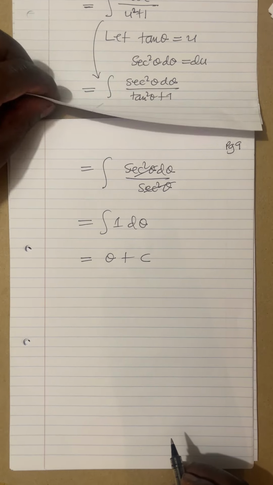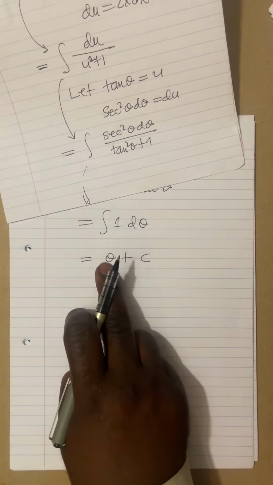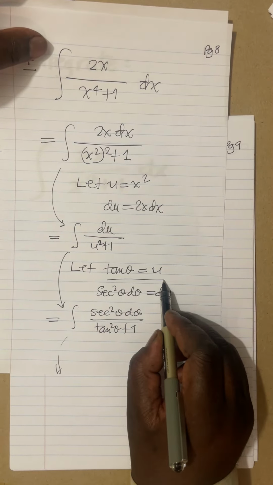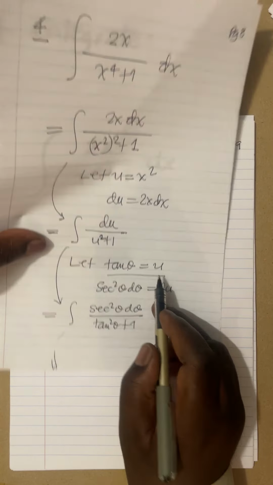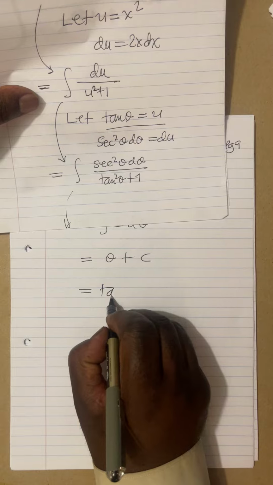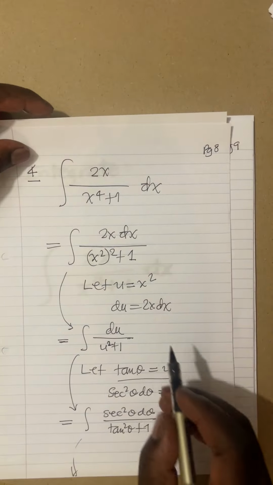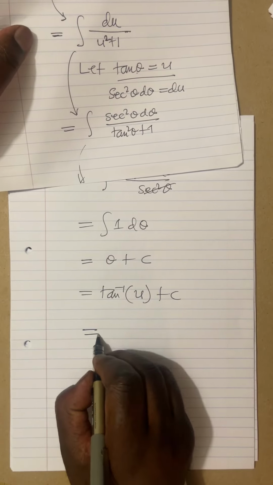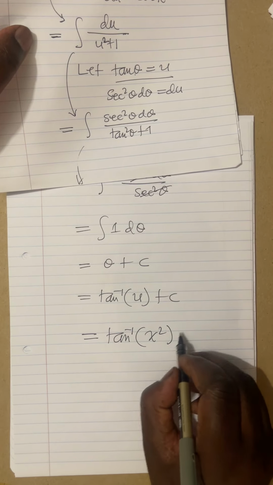Now what is theta? Let's move back to our original variable. This theta is not our original variable. Remember, theta equals tan inverse of u, or inverse tan u. So this is going to be tan inverse of u plus c. But what is u? U is x squared. So this changes to tan inverse of x squared plus c.